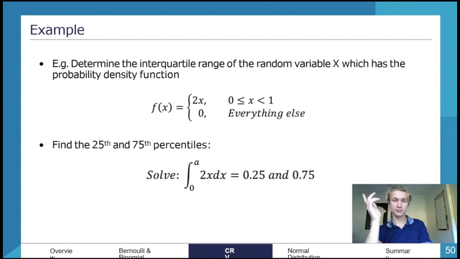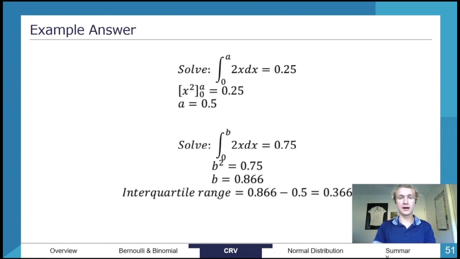So yeah, we just solve for those two. We find that a equals 0.5, so that's for the Q1. Then we solve for b, and we find that it is equal to 0.866. Therefore, interquartile range is 0.366.